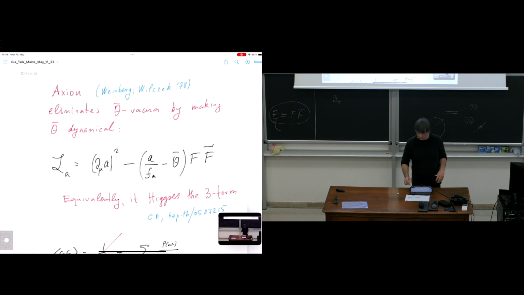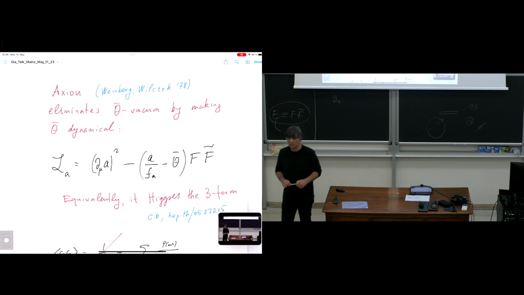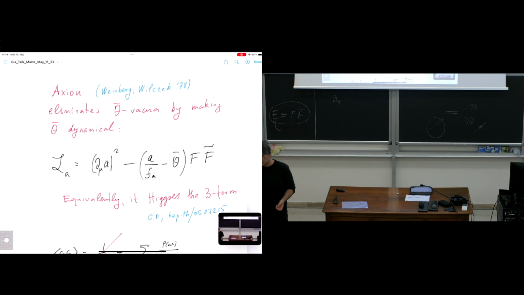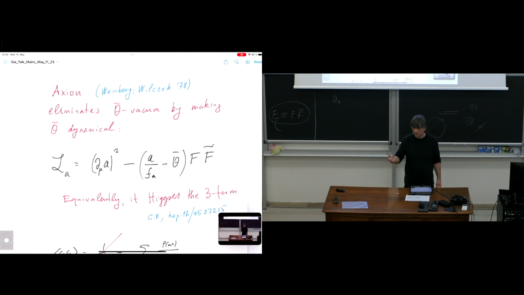In the massless QCD, you mean with the massless quark? Yeah, because you have an axion. Who is the axion in that case? Eta prime is the axion, yeah, that's exactly the point. So in QCD with massless quark, you have an axion as a bonus. The theory gives you an axion in the form of eta prime, right?